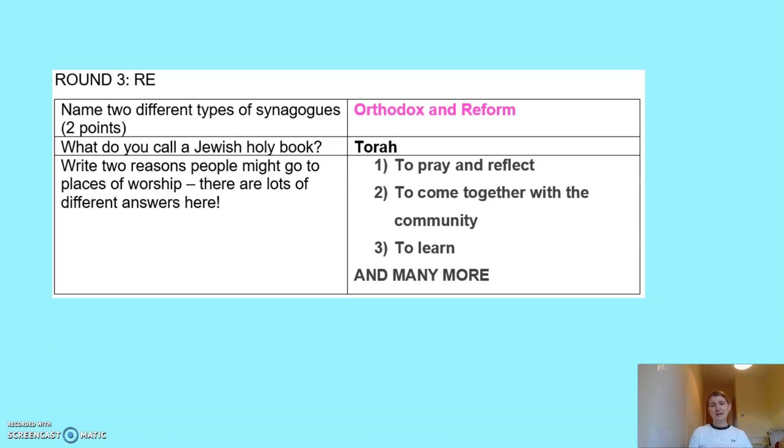And then this last one is pretty open, to be honest. Again, it's a point per answer. Write 2 reasons people might go to places of worship. Well, I've put some examples there: to pray, come together with a community, to learn, but there could be absolutely tons. If you think you've got a valid answer, give yourself a point for it. Up to 2 points for that question. You do you. All right, let me know if you're not sure. That would mean this round was worth an extra 5 points, so that's now out of 25.